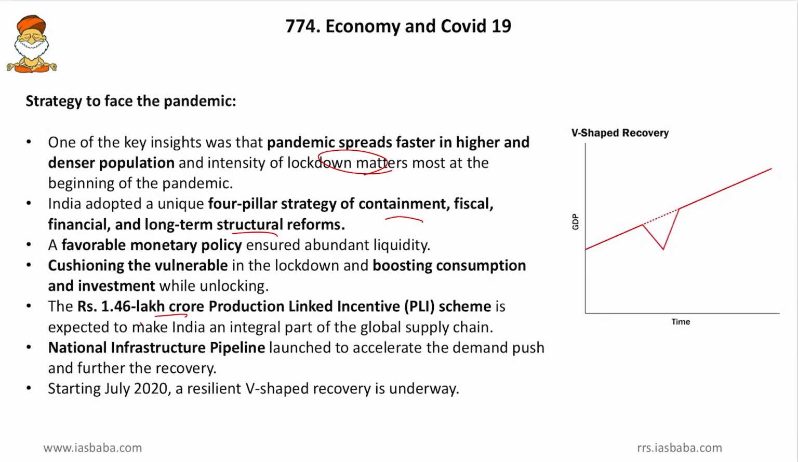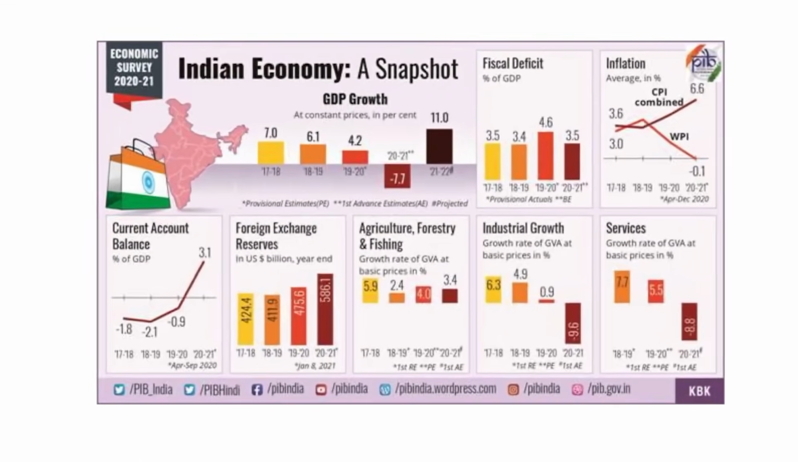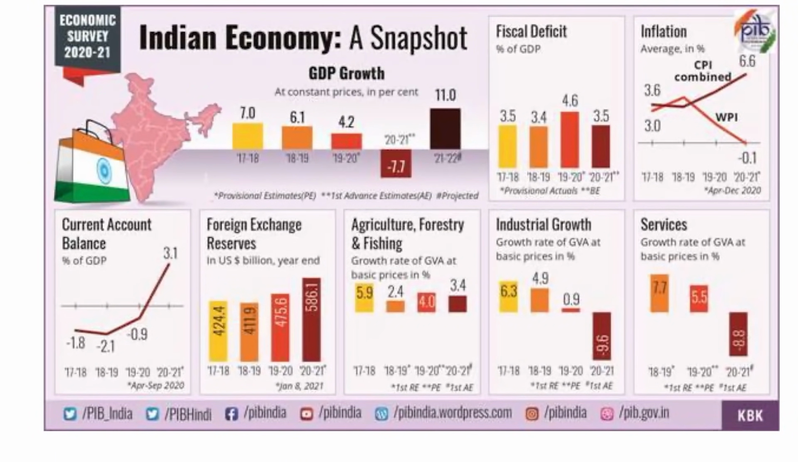Then starting July 2020, a resilient V-shaped recovery is underway. So the economic survey says that a V-shaped recovery will happen, but several experts debated this. So these are some of the facts given by the economic survey. Here, the new schemes like the production linked incentive scheme and the National Infrastructure Pipeline are worth remembering, and concepts like V-shaped recovery have to be studied. Then come to the next one, friends, overall trends. So here we have a snapshot, and GDP is expected to grow at 11%.